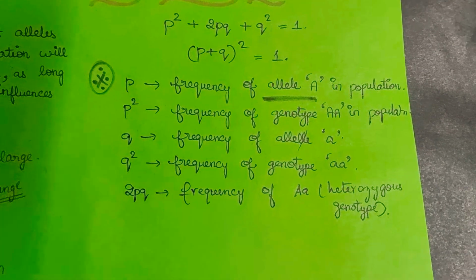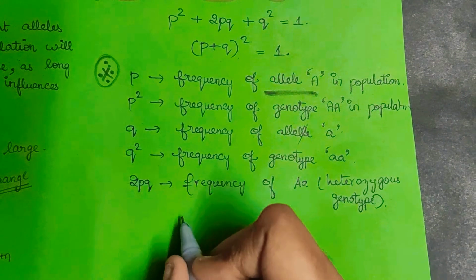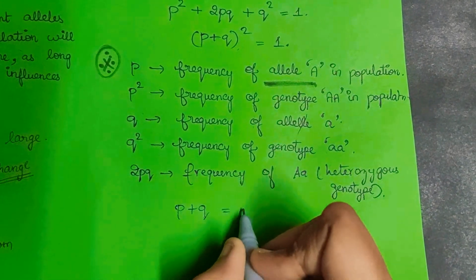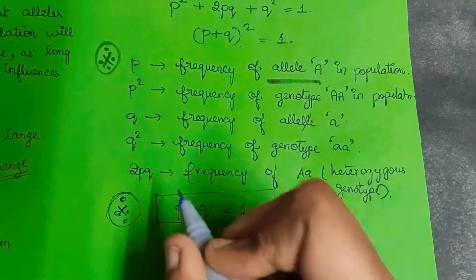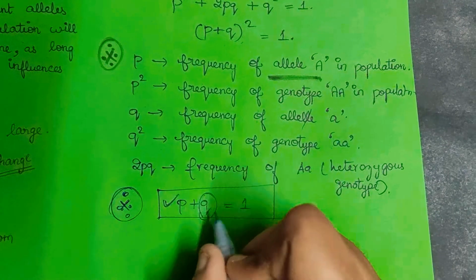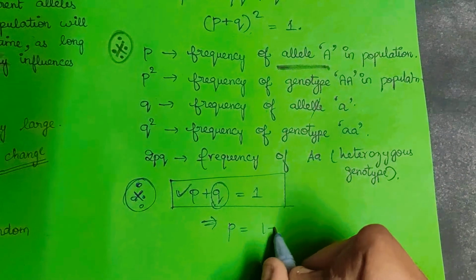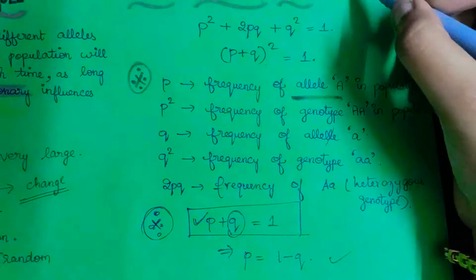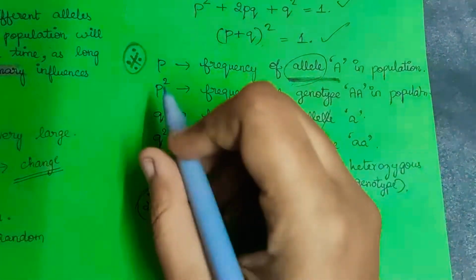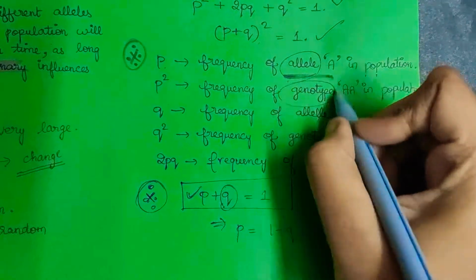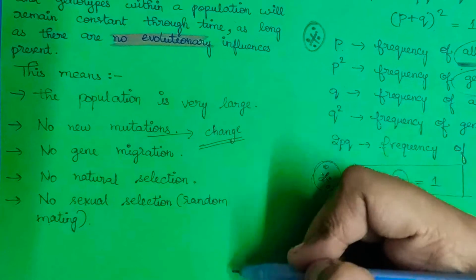Now I need to say another form of the equation. P plus Q the whole square equal to 1, right? Take square root on both sides. P plus Q will be equal to 1. This also will be useful for us in most of the cases, like when they have given only P and Q is unknown, we can find it from this, 1 minus P. Let me write it for you. P equal to 1 minus Q, like that we can find it. These two equations will be useful for you, and the major point you have to understand here is that P simply means allele, and if the genotype is there, that is P square. All these conditions you can remember.